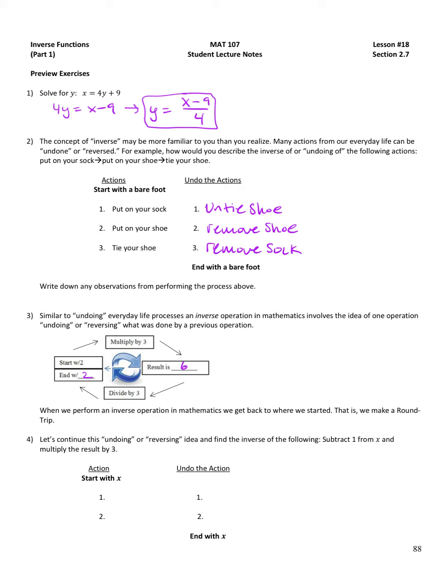So let's continue this undoing or reversing idea and find the inverse of the following. Subtract 1 from x and multiply the result by 3. So we're starting with an x, we're going to subtract 1, and then we're going to multiply by 3. And then to undo, we undo in the reverse order that we did. So we're going to divide by 3 to undo the multiplication by 3. And then we're going to add 1 to undo the subtraction. Okay? And we have to undo in the reverse order that we did.